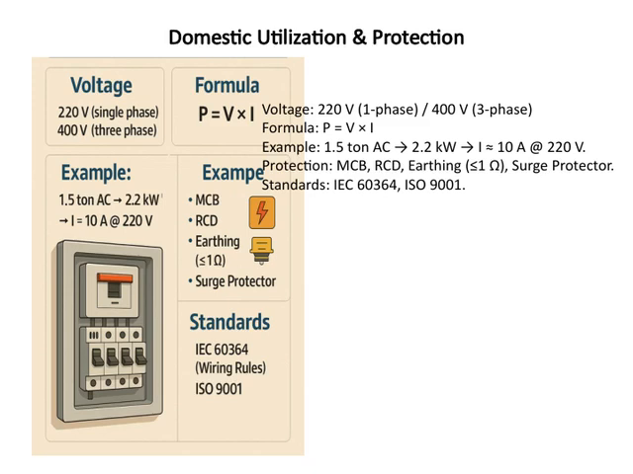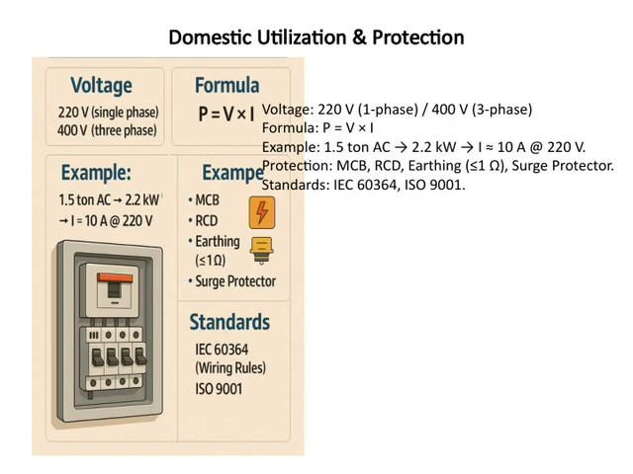Let's talk about domestic utilization and protection. The standard voltage for household systems is typically 220 volts for single-phase and 400 volts for three-phase setups. When calculating power, we use the simple formula P equals V times I, where P is power, V is voltage, and I is current. For example, a 1.5-ton air conditioner typically consumes about 2.2 kilowatts. This means that, for such an AC, the current draw at 220 volts is approximately 10 amps.